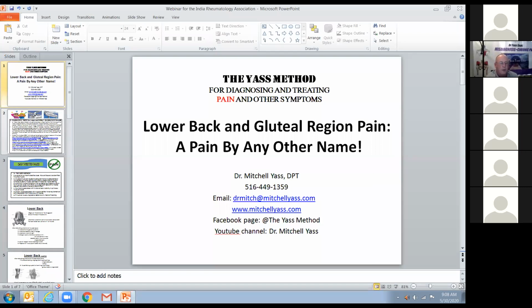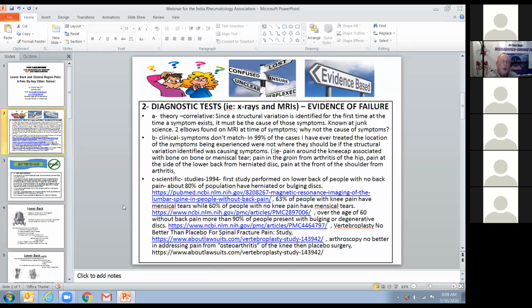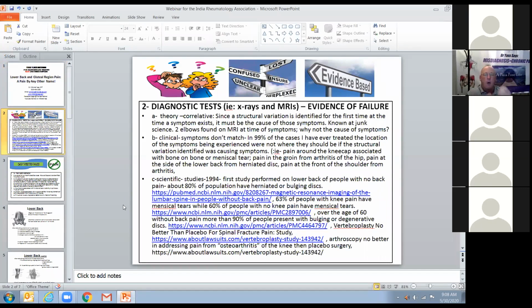Over the 27 years I've been doing this, I've come to a recognition that, in fact, it's a baseless premise. So here I wanted to talk about this idea that everybody believes that the MRI and X-rays are so strong in their ability to diagnose the cause of pain. And here are the primary reasons why it's actually completely baseless.